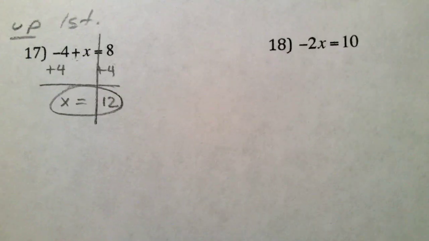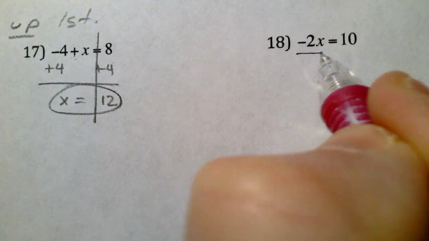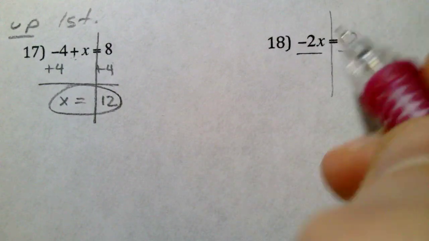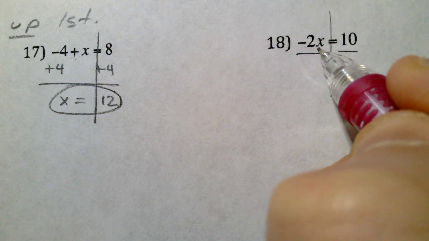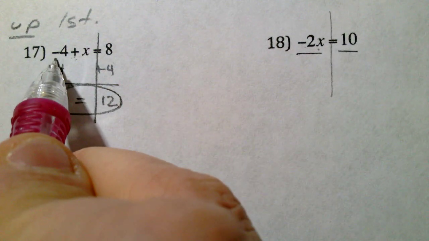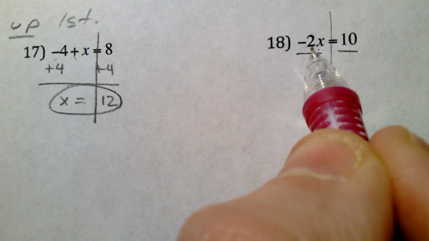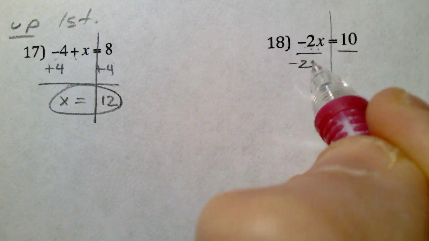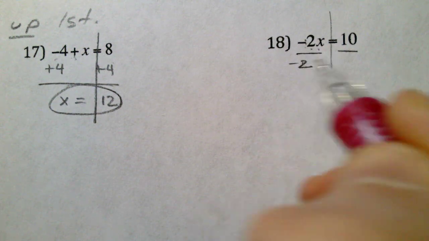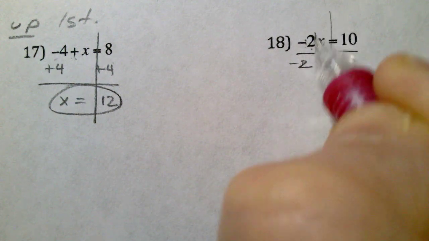Okay. Number 18, divide both sides. So take a look. This is negative 2 right next to the x. Unlike the last one, the minus 4 had a plus sign between it. So since this is multiplication, the opposite is division. We want the same thing stacked on top of itself on both sides.